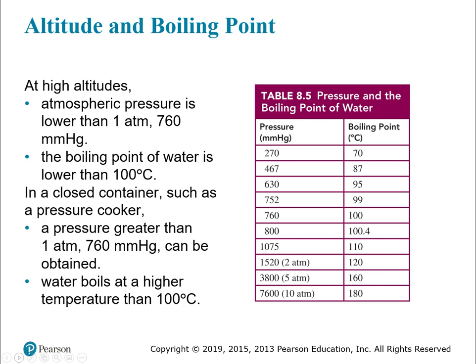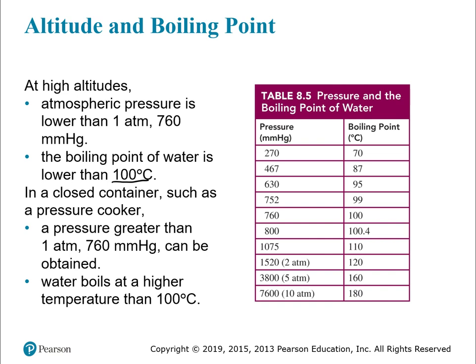At higher altitudes, the atmospheric pressure is lower than one atmosphere. So that means that the boiling point of water is actually lower than 100 degrees Celsius. If you've ever baked anything, there are usually instructions for baking things at higher altitudes. That's because the pressure is different, so it affects your baked goods.